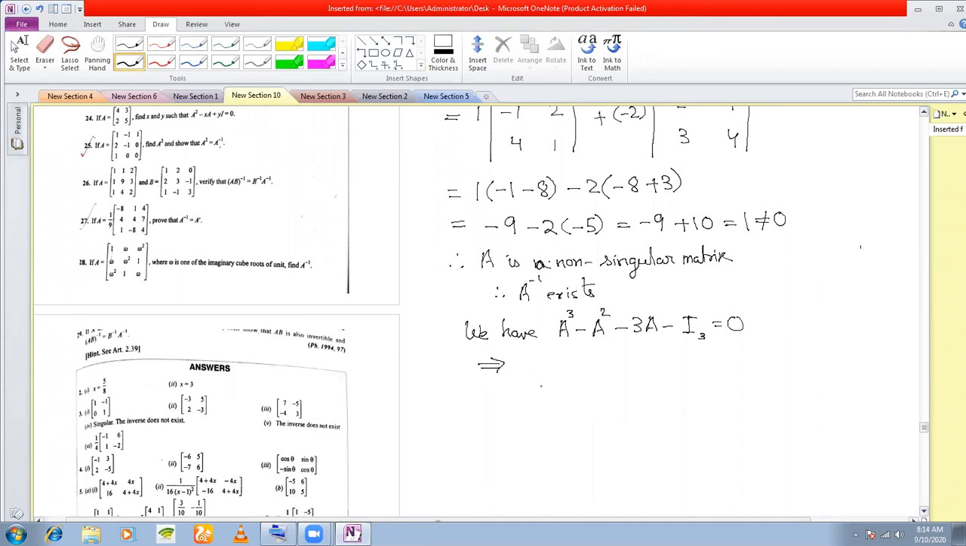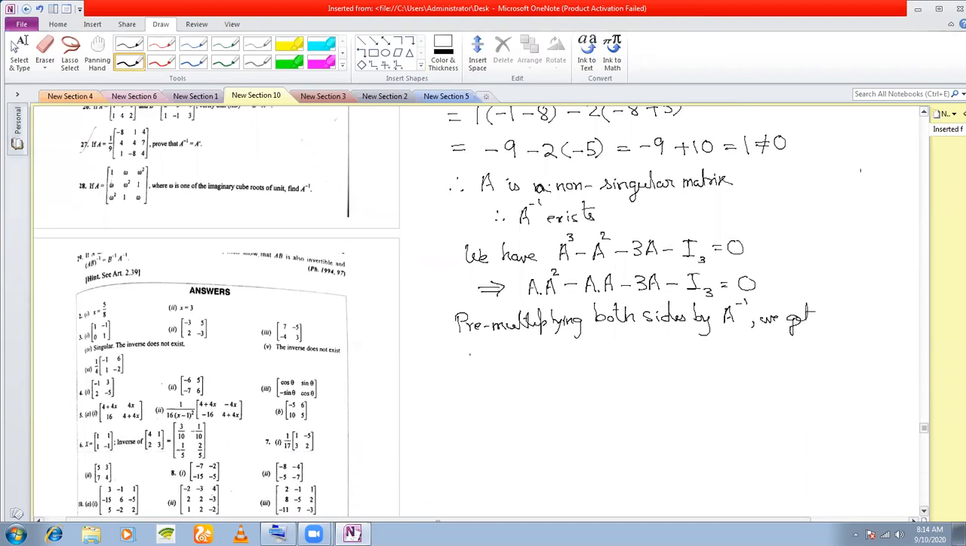Do you know what to do after this? Break up A cube as A into A square, and break up A square as A into A, minus 3A minus I3 equal to 0. Now what you do is pre-multiply both sides by A inverse. So what do you get?